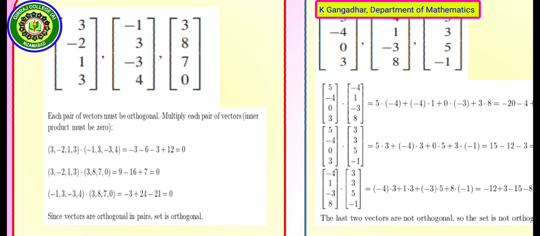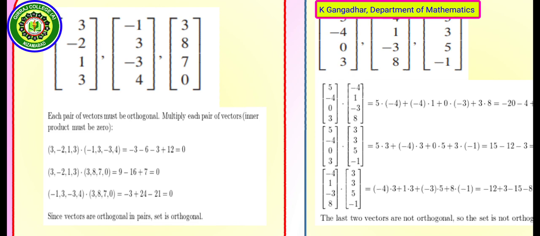First u dot v value. So the u dot v value we get 0: 3 into -1 plus -2 into 3 plus 1 into -3 plus 3 into 4 equals 0. Next u dot w: 3 into 3 plus -2 into 8 plus 1 into 7 plus 3 into 0. So that value also we get 0. 9 minus 16 plus 7 equals 0.